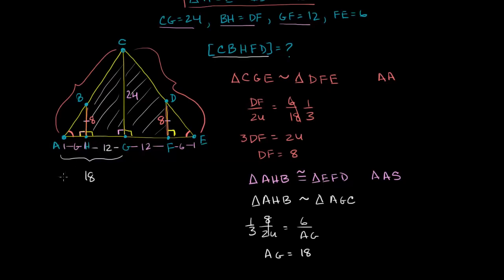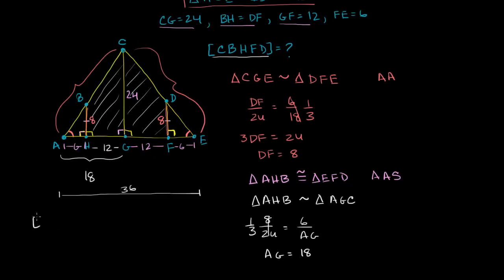And this is what you might have guessed if you were just trying to guess the answer right over here. But now we have proven to ourselves that this base has length of, well, we have 18 here, and then we have another 18 here. So it has a length of 36. So the entire base here is 36. And so now we can figure out the area of this larger, of the entire isosceles triangle.